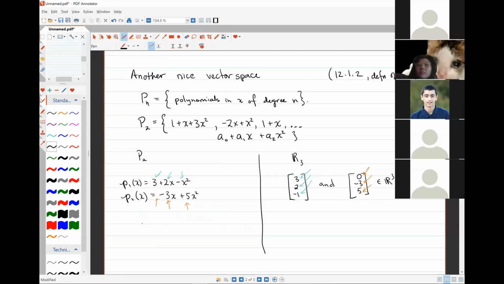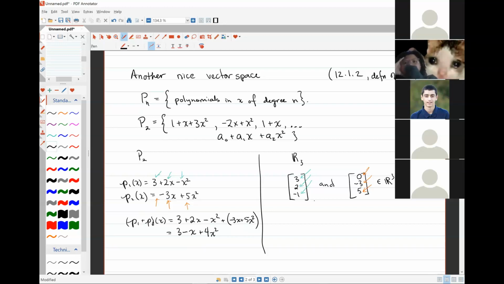Okay, so now let's just look at what happens, right? If we add P1 plus P2, what are we going to get? Well, we get 3 plus 2x minus x squared plus negative 3x plus 5x squared. And adding these up and simplifying, let's see, I'll get 3 plus, this is 2x minus 3x. So that's actually 3 minus x. And then I have negative x squared plus 5x squared. So that's 4x squared.